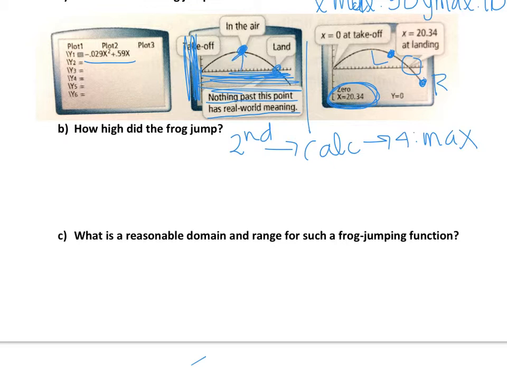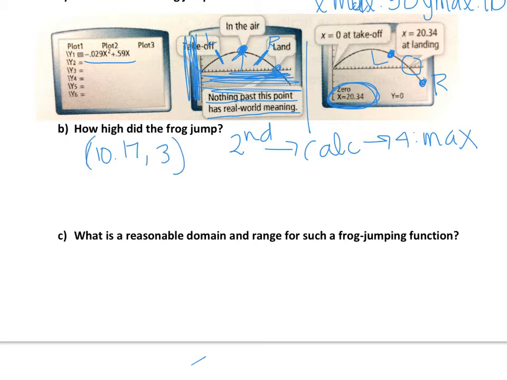Okay, so when you do that, you're going to do the left bound, right bound thing again. So over here is your left bound. Over here is your right bound somewhere. It doesn't matter as long as you're on either side of the peak. Drop your pins down, and it will guess, and it's going to give us 10.17 and 3. So hopefully you get that as well.